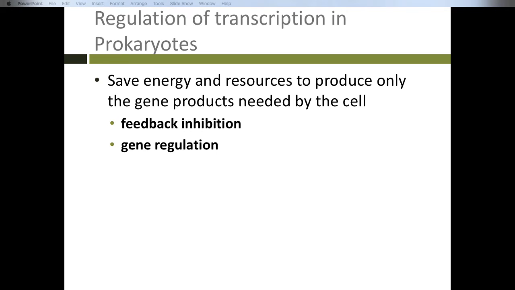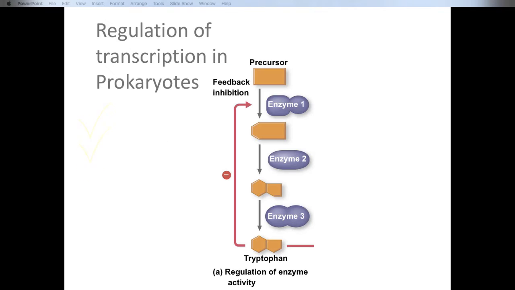Energy is precious to the cell. We have already learned all about the stuff the cell needs to do to make ATP. The cell doesn't want to use up its ATP unless it has to, because that would be wasteful. The cell has to regulate what it makes and when it makes it. There are two main mechanisms that the cell uses to regulate transcription. The first is feedback inhibition, and the second is gene regulation.